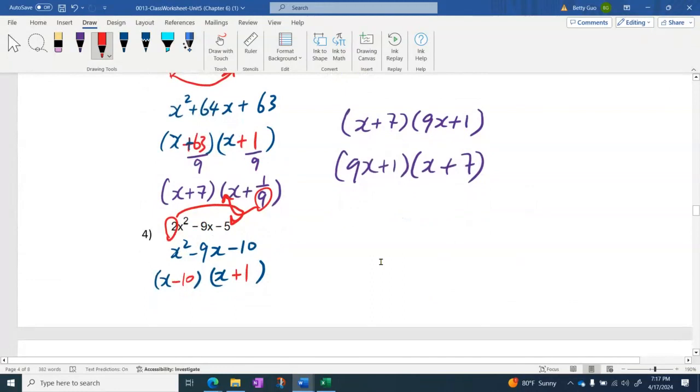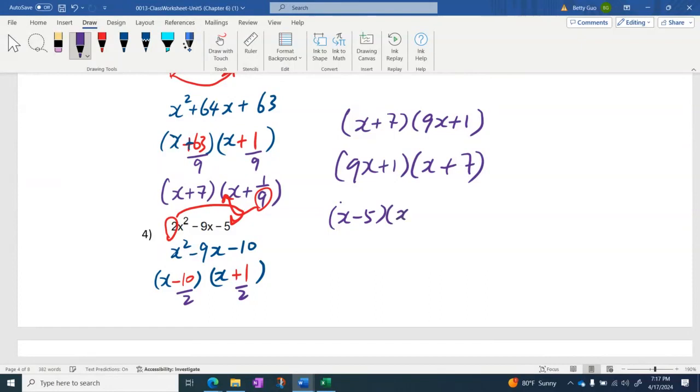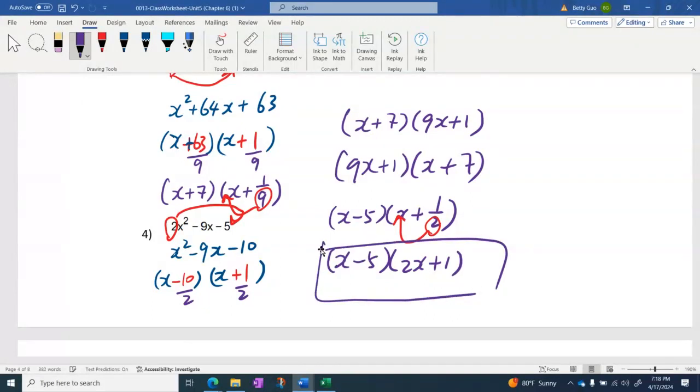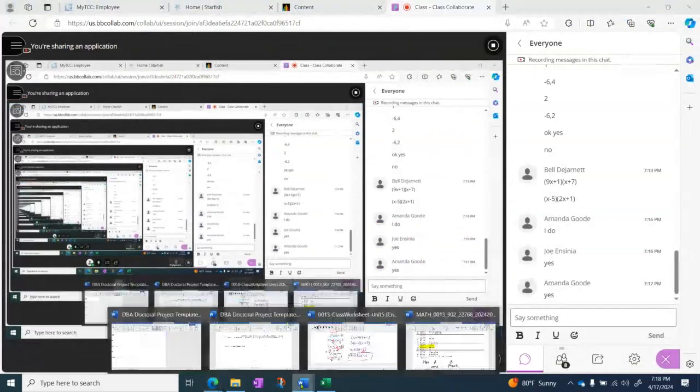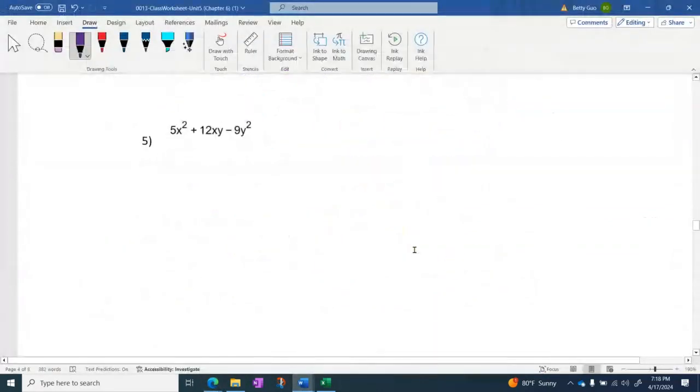And then divide by the original leading coefficient 2. And we have, simplified, 10 over 2 is 5, x minus 5, x plus half. And then we slide this denominator in front of x. So the final answer is going to be x minus 5 times 2x plus 1. Like that. Right? x minus 5, 2x plus 1. Perfect.